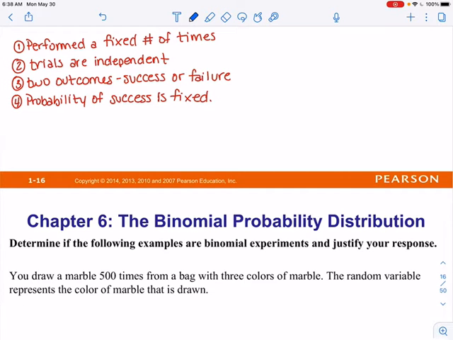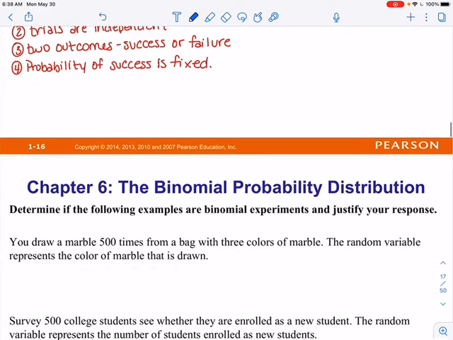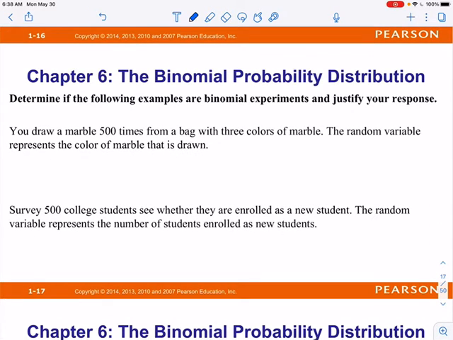So in this first group here, we're going to determine if the following examples are binomial experiments and justify our response. So you draw a marble 500 times from a bag with 3 colors of marbles. The random variable represents the color of the marble that is drawn. So this one is not going to be a binomial experiment because there are more than 2 outcomes, because you have 3 different colors of marbles. So no, because there are more than 2 outcomes.